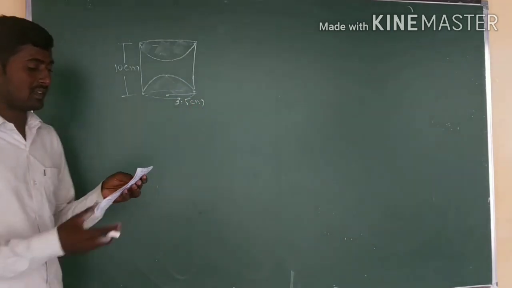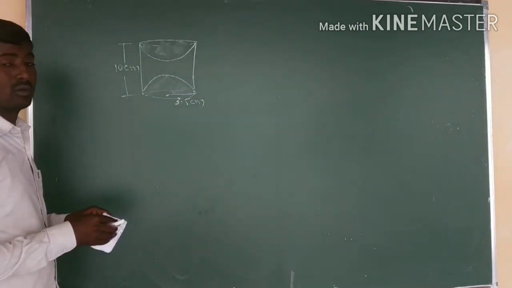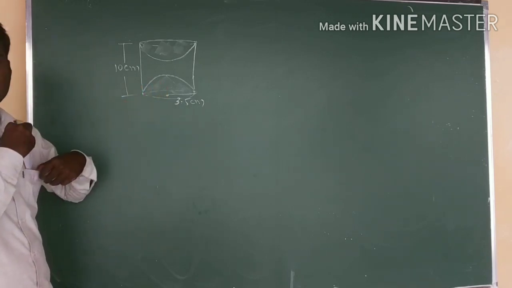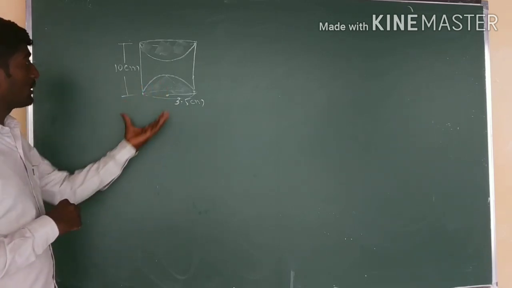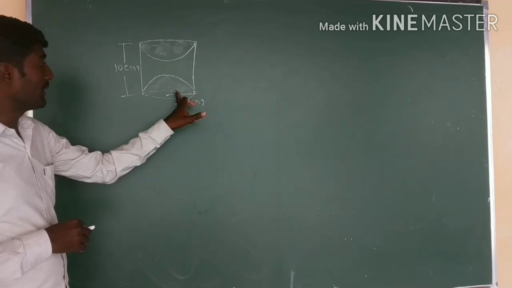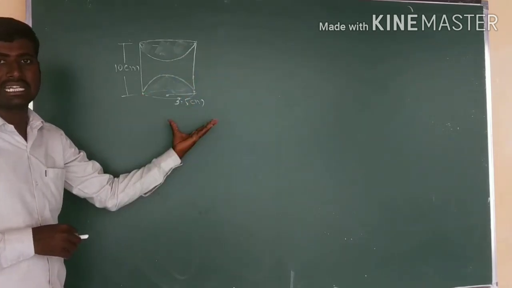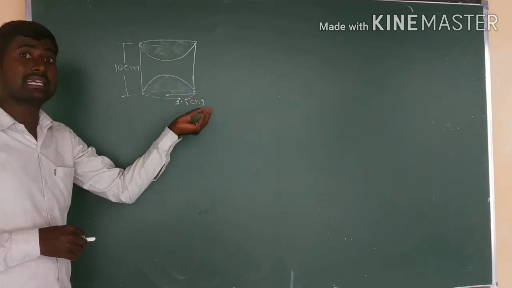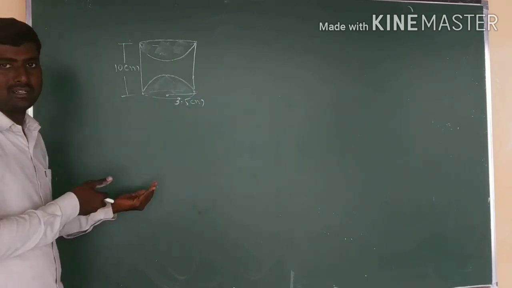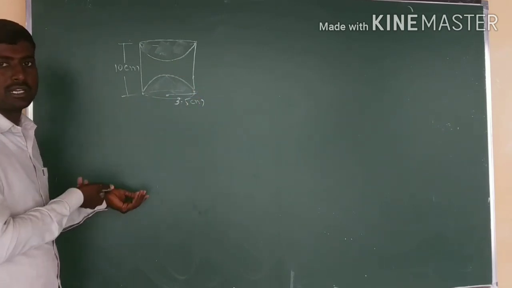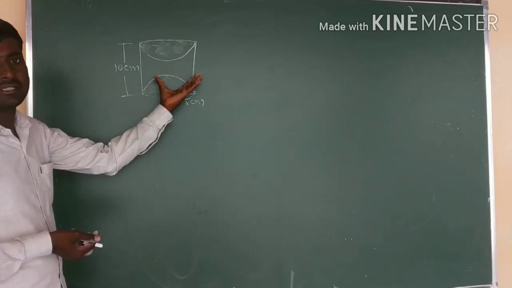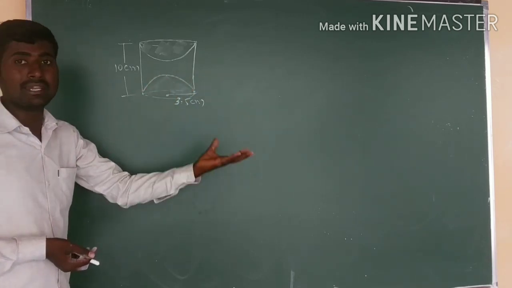Find the TSA of the article. So article means remaining solid. Initially it was a solid. Now it will become an article. After removing these two hemispheres, you will get the article. So they ask you to find the TSA of the article, means the remaining solid. We have to find the total surface area of the article or remaining solid.